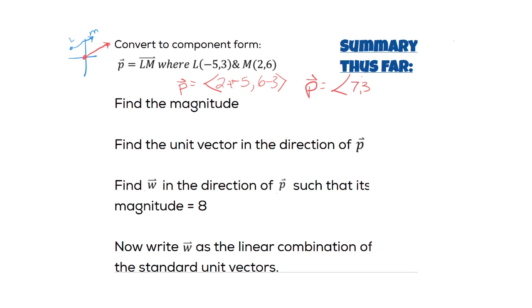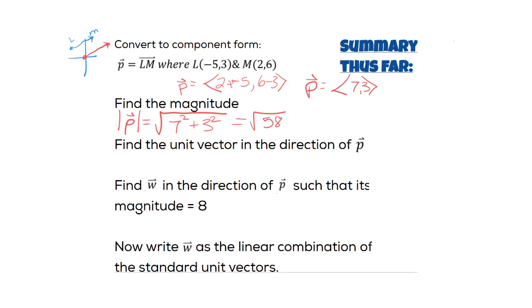Now I'm going to continue to use this vector P. So the next question says, can you find the magnitude? All right. Notation looks like this, where you put the bars around it. And the magnitude, recall, comes from the Pythagorean theorem idea. You're going to take the horizontal component squared plus the vertical component squared. So that's 49 plus 9. That's going to end up being the square root of 58.